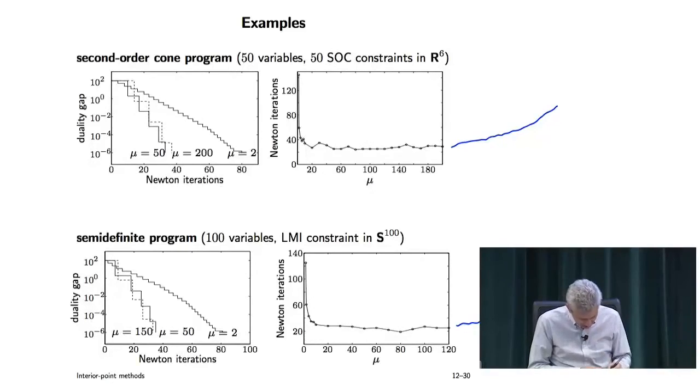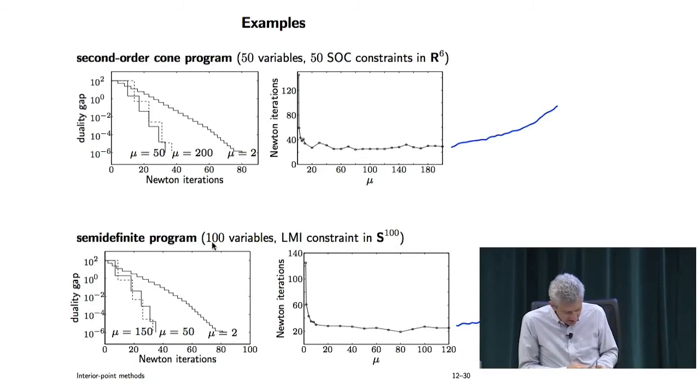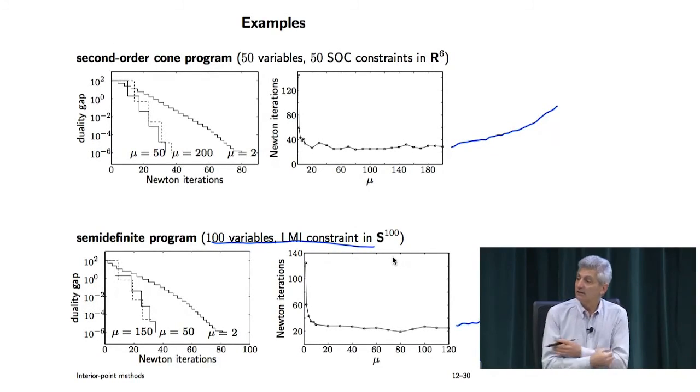So let's just take a look at one of these. Here is a semi-definite program with 100 variables and a single LMI constraint with 100 by 100 matrices, right? If you want to picture something like that, you're bounding some covariance matrix or something like that with 100 variables. It's not a simple problem.